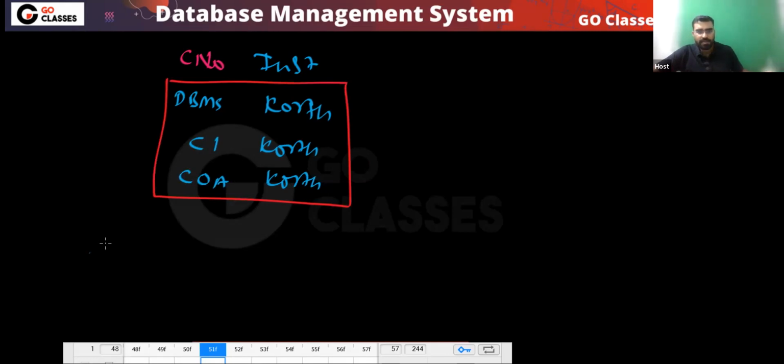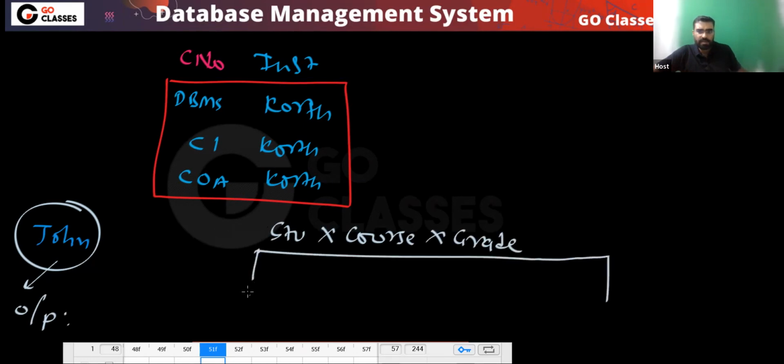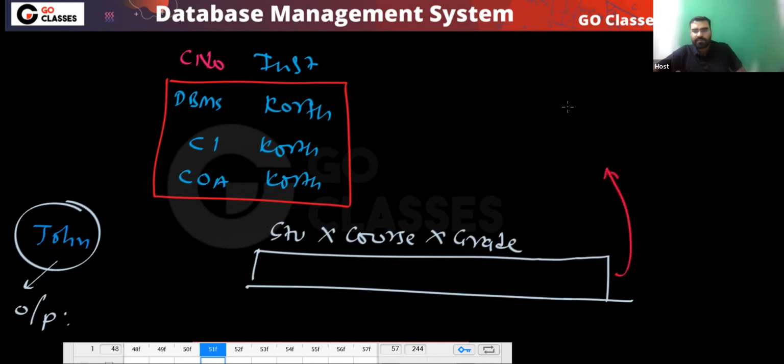But if you want zone in the output, what do you need? In this cross product, in this student cross course grade, a single tuple should be there. One tuple is enough. Yes or no? Correct? Agree?